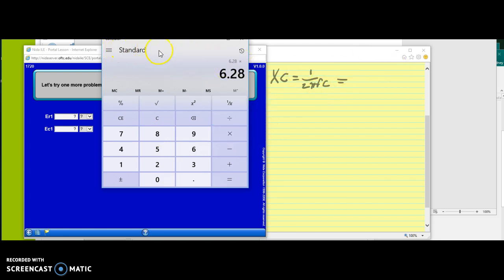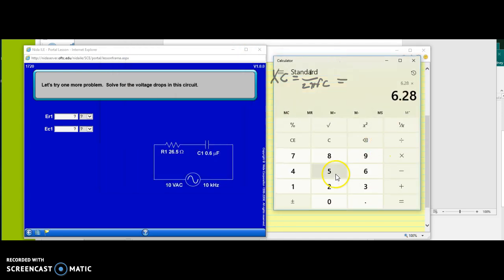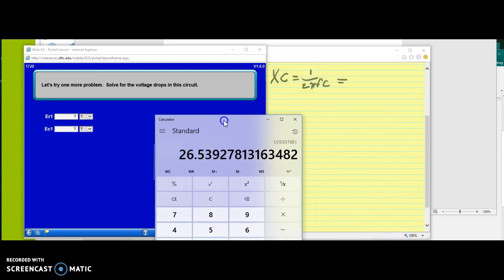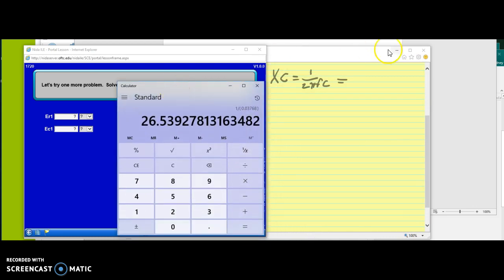Now notice here, our frequency is 10 kilohertz, so times 10,000 equals, and then our capacitance is 0.6 microfarads, so that's 0.0000006 equals, and then we take the inverse of that, basically dividing this value into 1. That gives us 26.54 if we round. So I'm going to place that there. So that is 26.54 ohms.